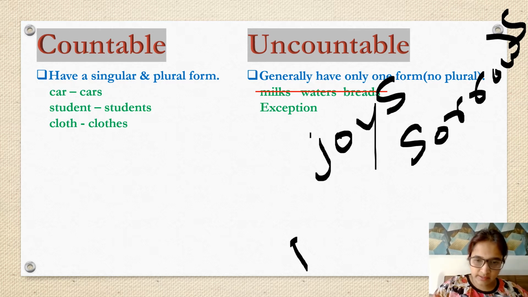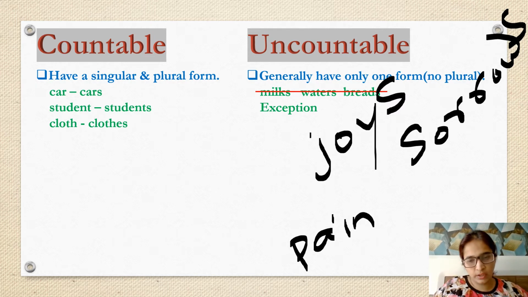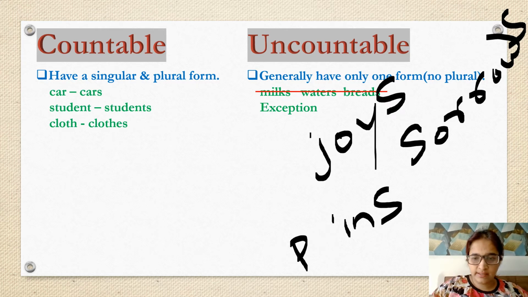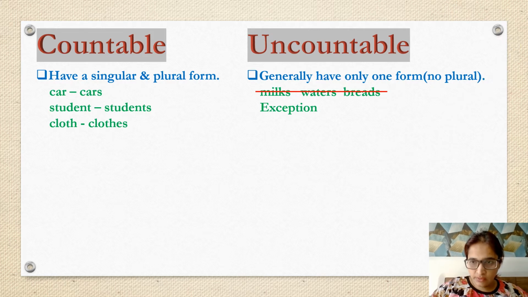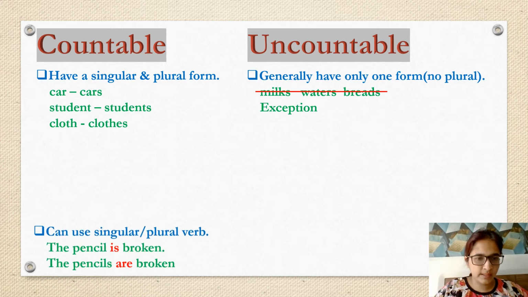Let's take another example. For example, if you say pain, pain otherwise is used in the singular form, but in a certain case you can use it in a plural form. For example, you say my father went through a lot of pains in his life. So these are certain examples where you can use the uncountable nouns in plural form, but otherwise generally they are used only in one form, which is singular.